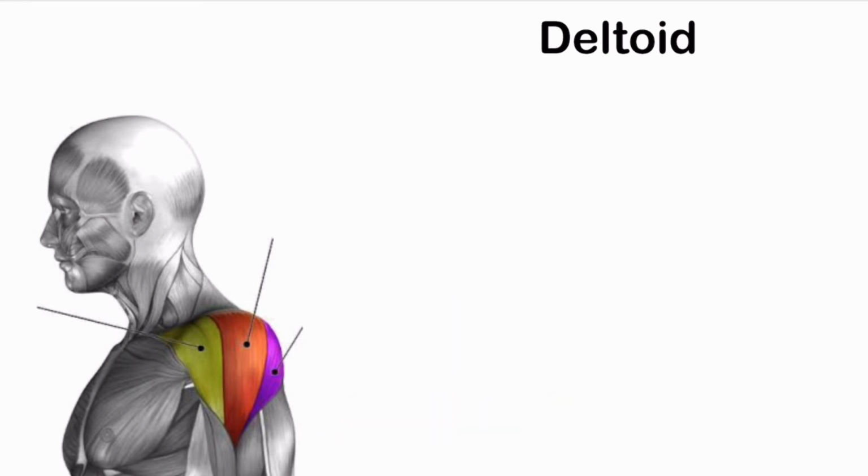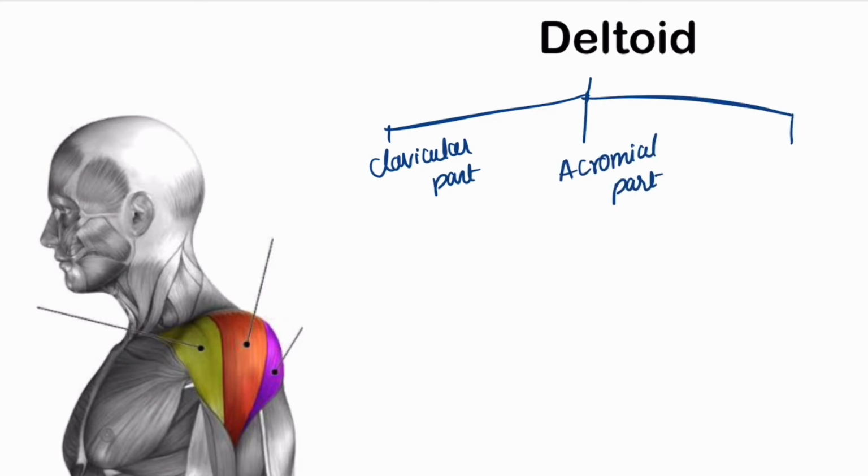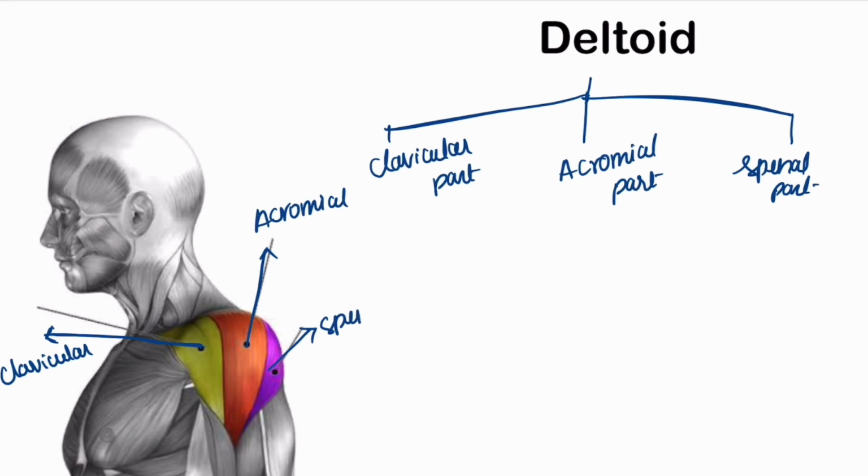This deltoid divides into the 3 parts. They are clavicular part, the acromial part, and the spinal part. This is the clavicular part, and this is the acromion part, and this is the spinal part. Now let us see the functions of the deltoid.